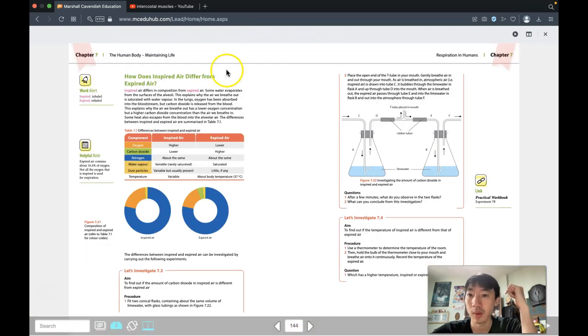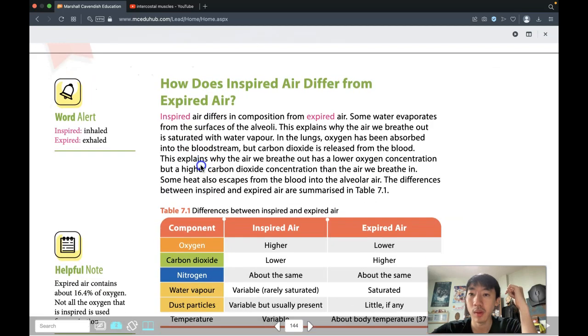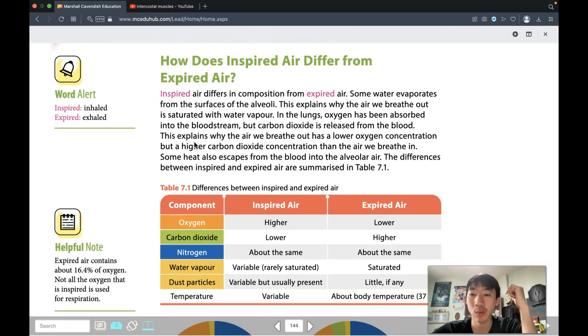Let's quickly talk about how inspired air differs from expired air. Inspired means you're breathing in, expired means you're breathing out. Inspired air differs in composition from expired air. Some water evaporates from the surface of the alveoli. This explains why the air we breathe out is saturated with water vapor.